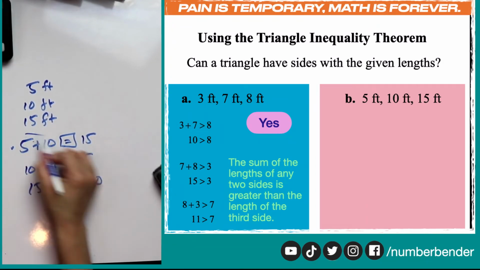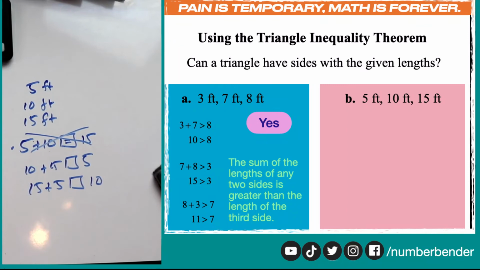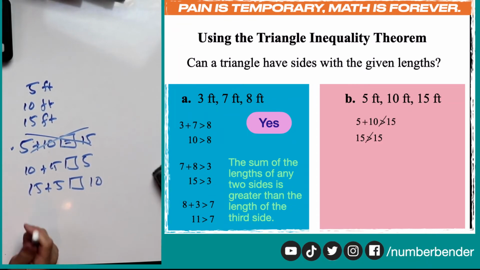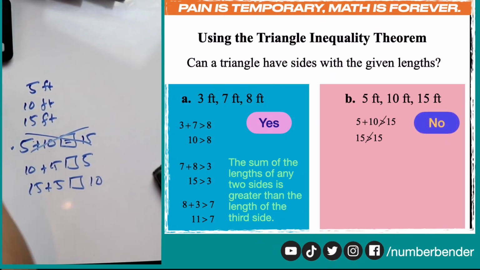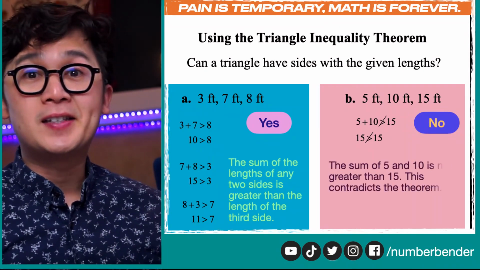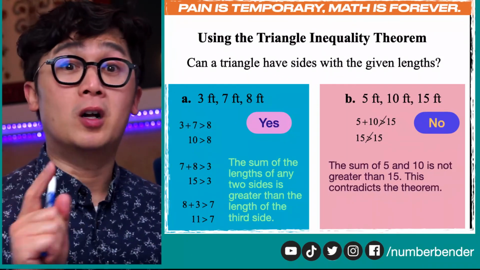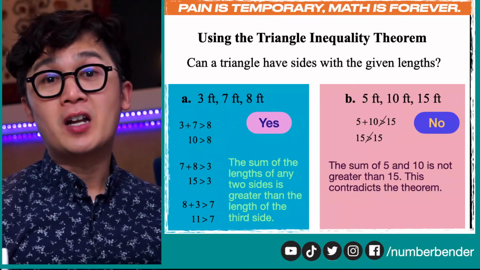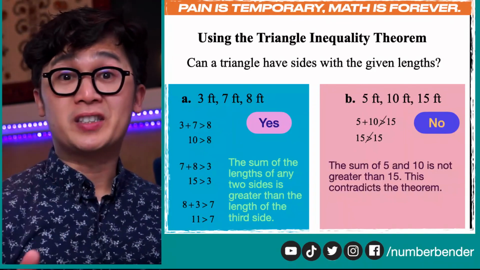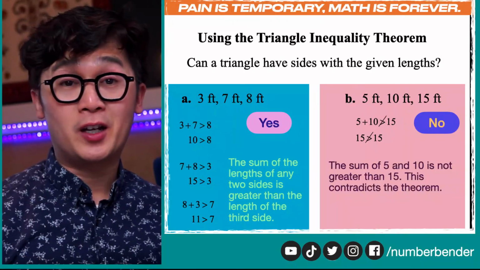So that means from this first pick, we already know that the theorem is not holding true. That means this particular triangle does not exist, since the sum of 5 and 10 is not greater than 15, but equal to 15. So it contradicts the theorem that we just had. So this is how we use the Triangle Inequality Theorem.